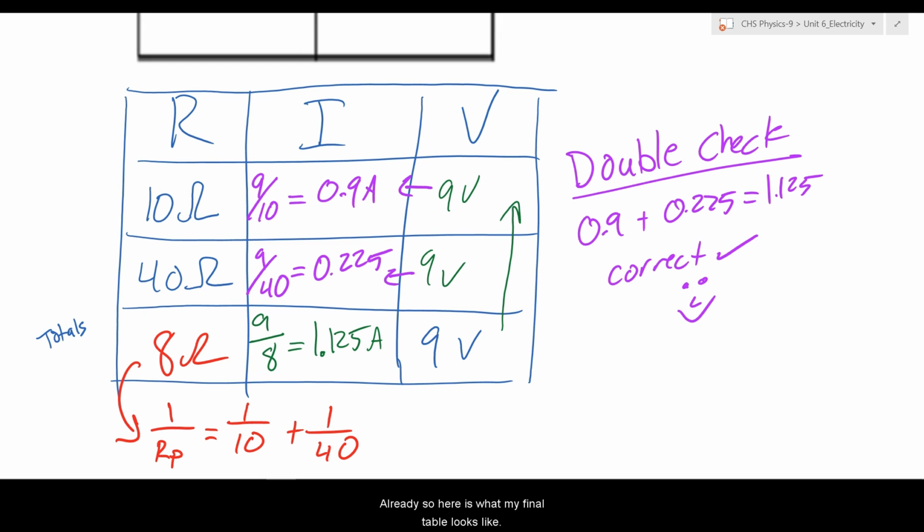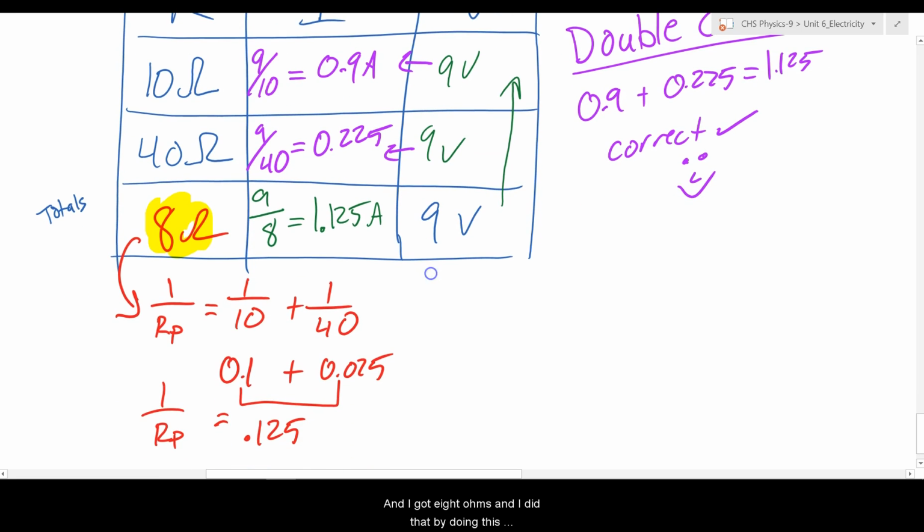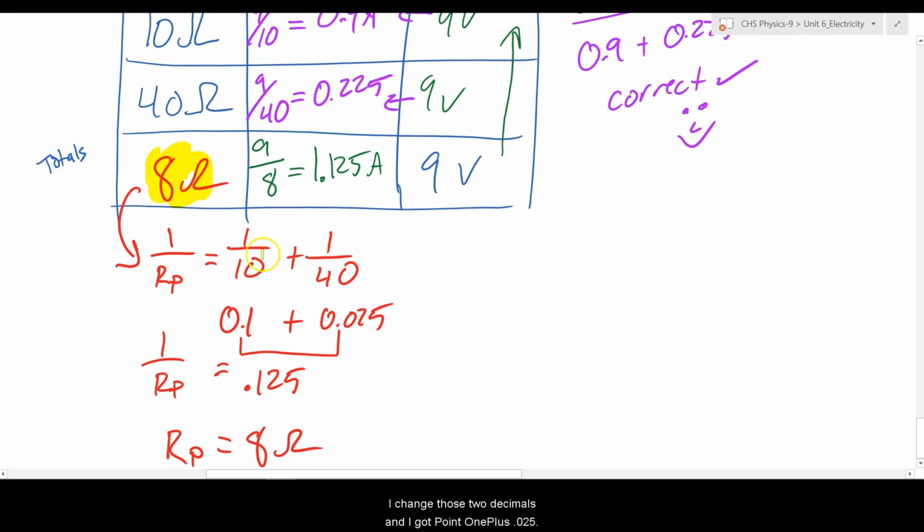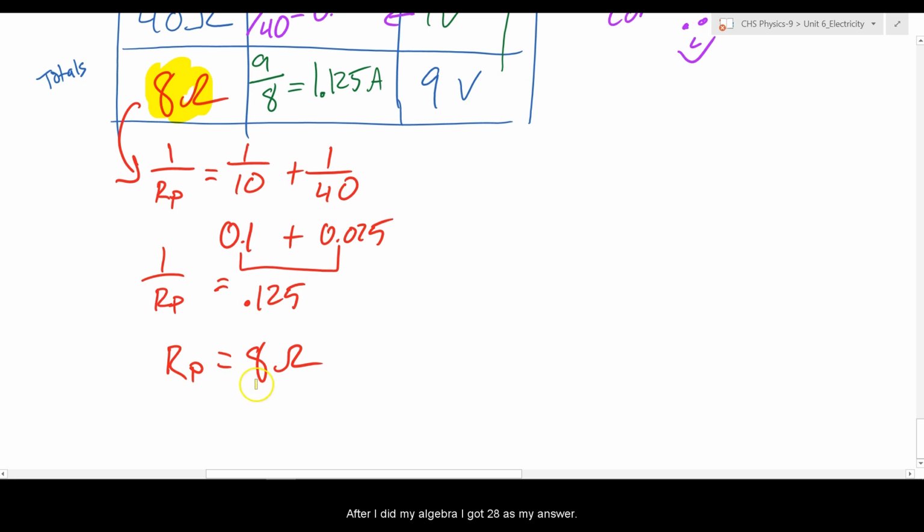Alrighty, so here is what my final table looks like. I started off by finding my total resistance, and I got 8 ohms. I did that with this equation: 1 over RP equals 1 over 10 plus 1 over 40. I changed those to decimals, and I got 0.1 plus 0.025. Added those together, and I got 0.125. After I did my algebra, I got 0.8 as my answer.